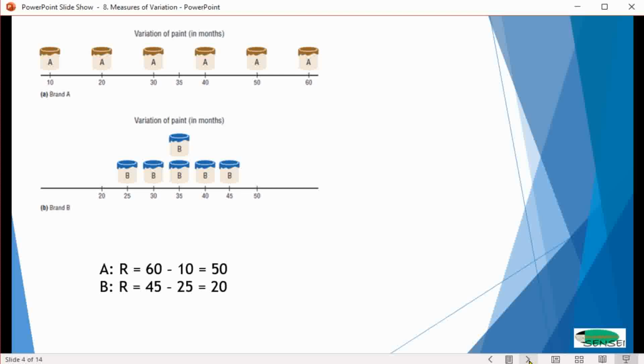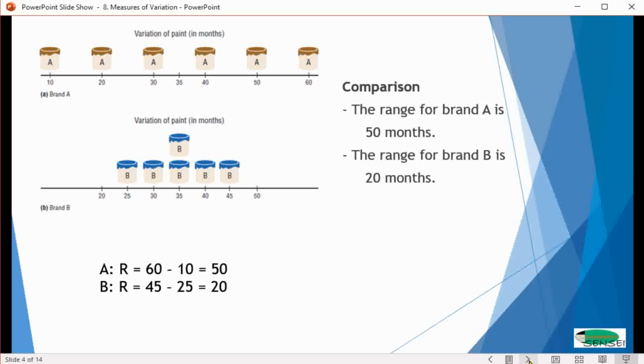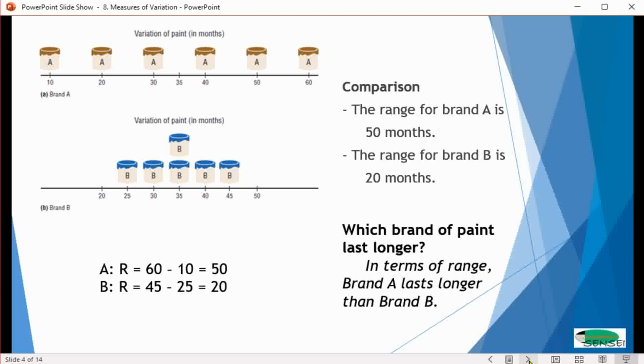So let's compute the range of brand A first. 60 minus 10, the answer is 50. And then for brand B, 45 minus 25 is equal to 20. So what does it mean? We may simply say that brand A is greater than brand B in terms of range. And this range should also reflect which brand of paint lasts longer.